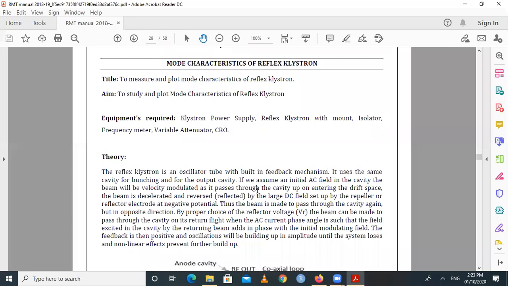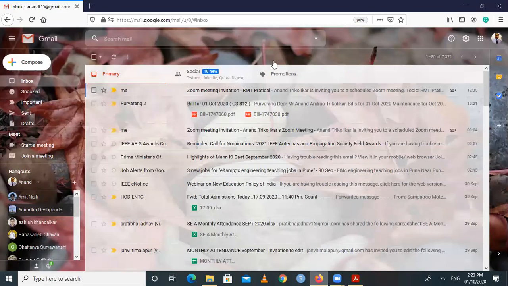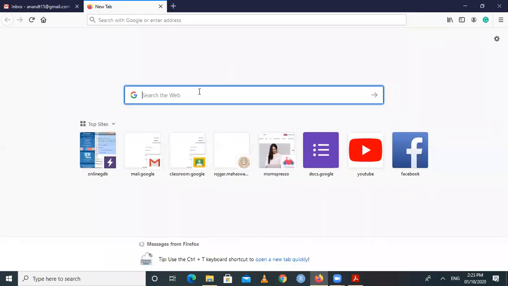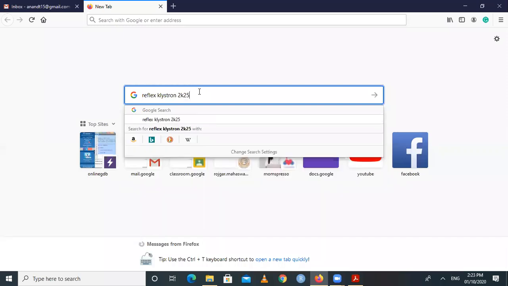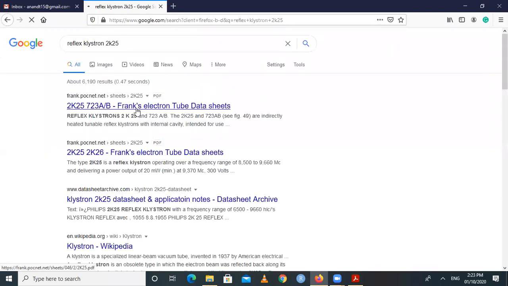Particularly, the klystron used in this experiment has the model number 2K25. So when we search for reflex klystron 2K25 in Google, you get a data sheet for that particular reflex klystron.